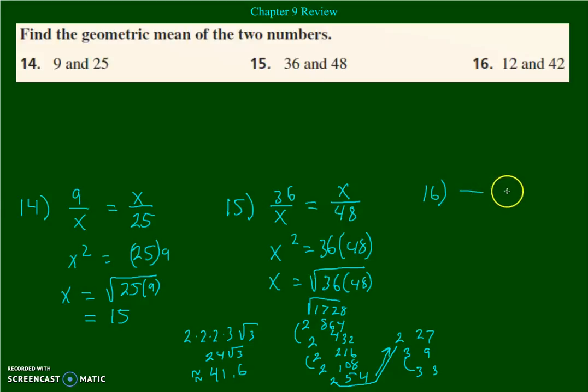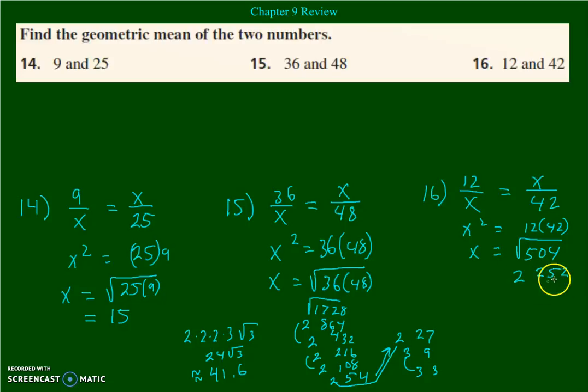So now let's go on to problem 16. Again, we have two different numbers. We don't know the geometric mean, so that's 12 and 42. X squared equals 12 times 42. X equals the square root of 504. 2 goes in 252 times. 2 goes in 126. 2 goes in 63 times.